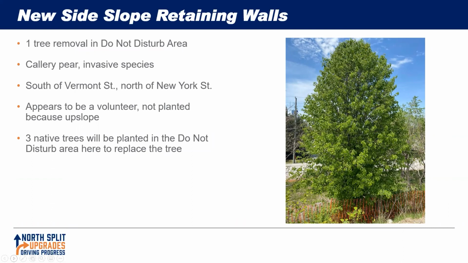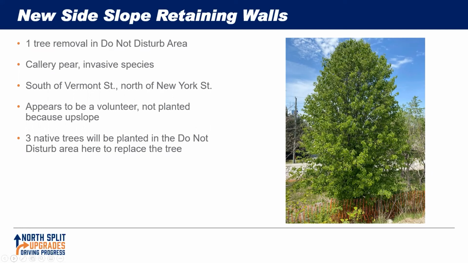In order to install these 3 new retaining walls that we talked about, and I talked about 5 overall, 2 we knew about to avoid the existing trees planted. We do have 1 additional tree that has to be removed in what we call the do not disturb area. That's in order to build this retaining wall and slope out the ground so that we can plant more trees. We have to remove this Callery pear, which is an invasive species. And this one appears to be a volunteer. It was not planted down at the bottom where those neighborhood planted trees were.